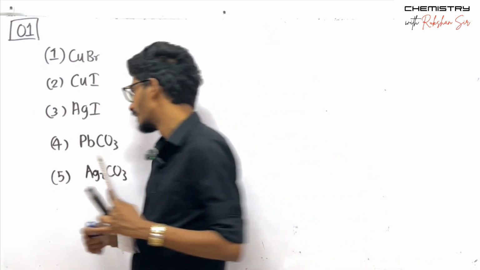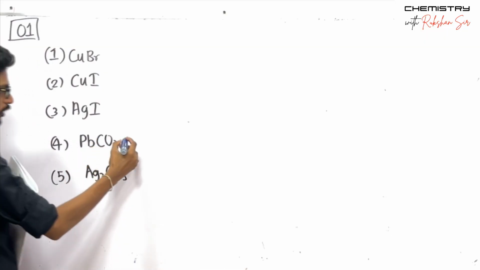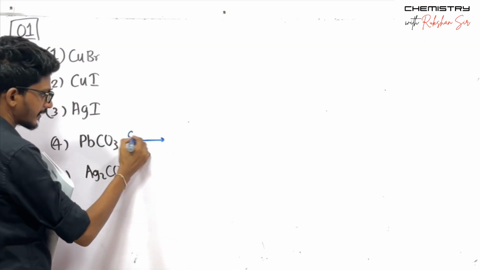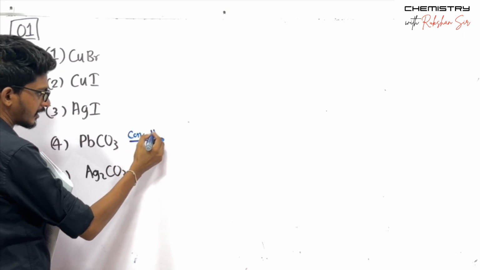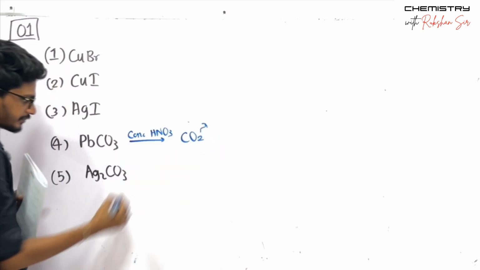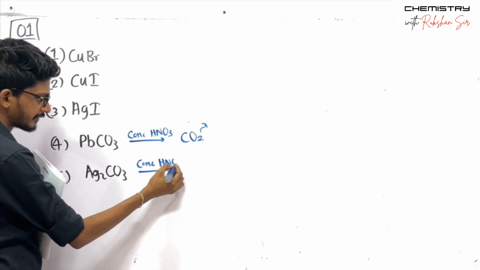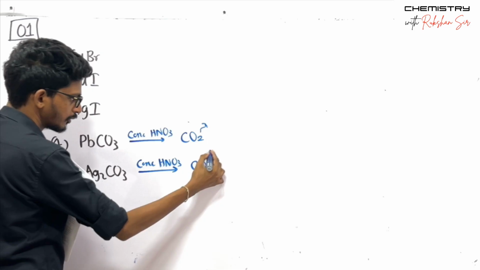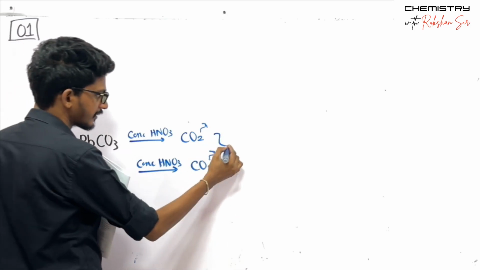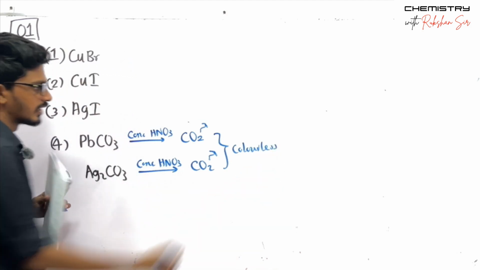So first we are going to eliminate these two. With conc HNO3, the gas is CO2. This one as well, with conc HNO3, the gas is CO2. These are colorless gases.